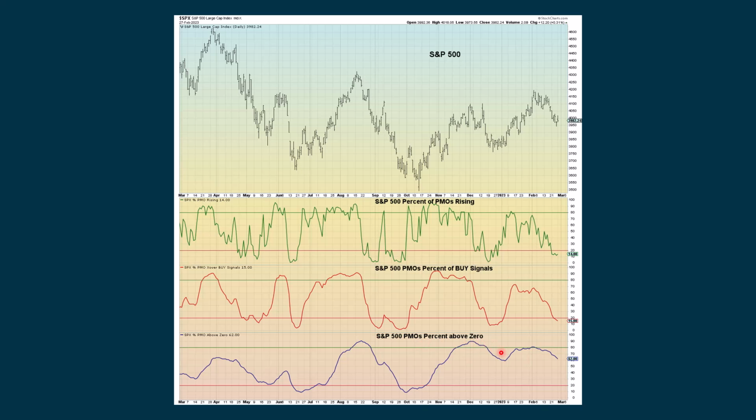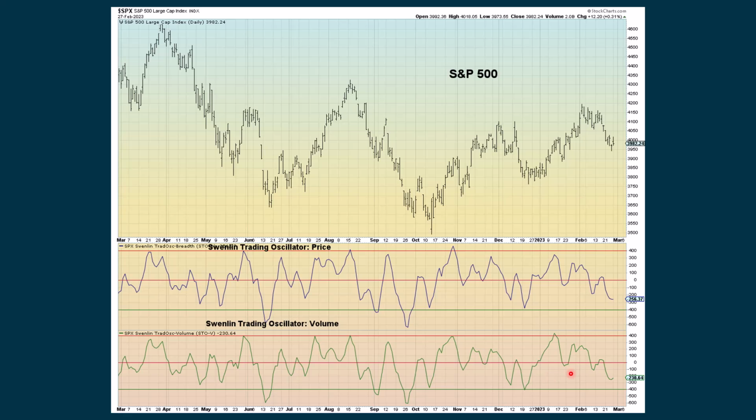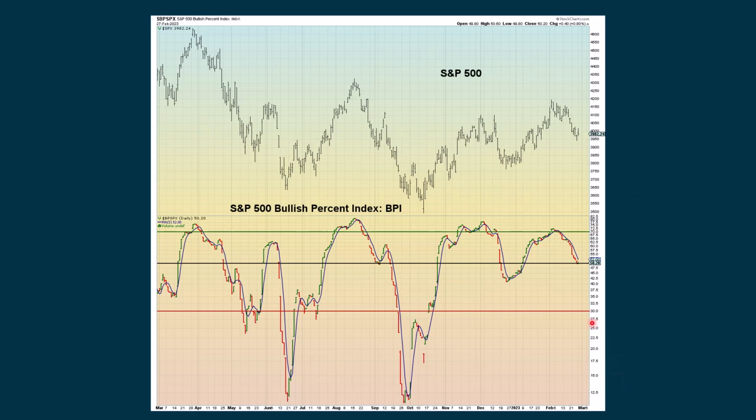And the PMOs that are above zero also continue to decline. The Swellen Trading Oscillator based on price and volume, we're trying to curl back up here based on price, and we actually turned up a little bit based on volume. The BPI was able to get just a little bit back above 50. It's still declining overall. That's why I put this little moving average on here. So we haven't broken the downtrend yet, but we did see just a tiny bit of a bounce.